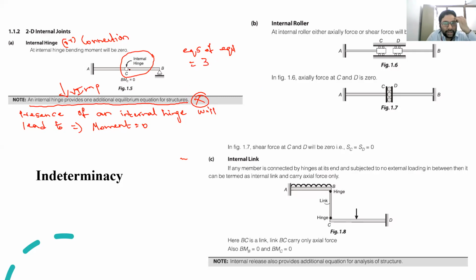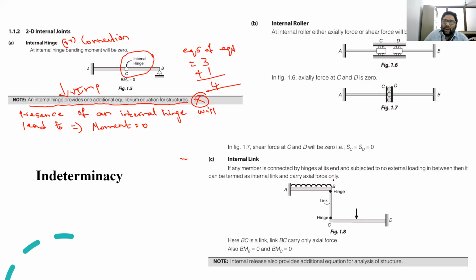Now, if we have an internal hinge, it is giving an additional equation. So total will be four. So whenever you have an internal hinge, equations of equilibrium will be four. That means it is giving an additional case for us to calculate the structure, whether it is determinate or indeterminate. I will show that to you in the coming slides, how we will calculate it.